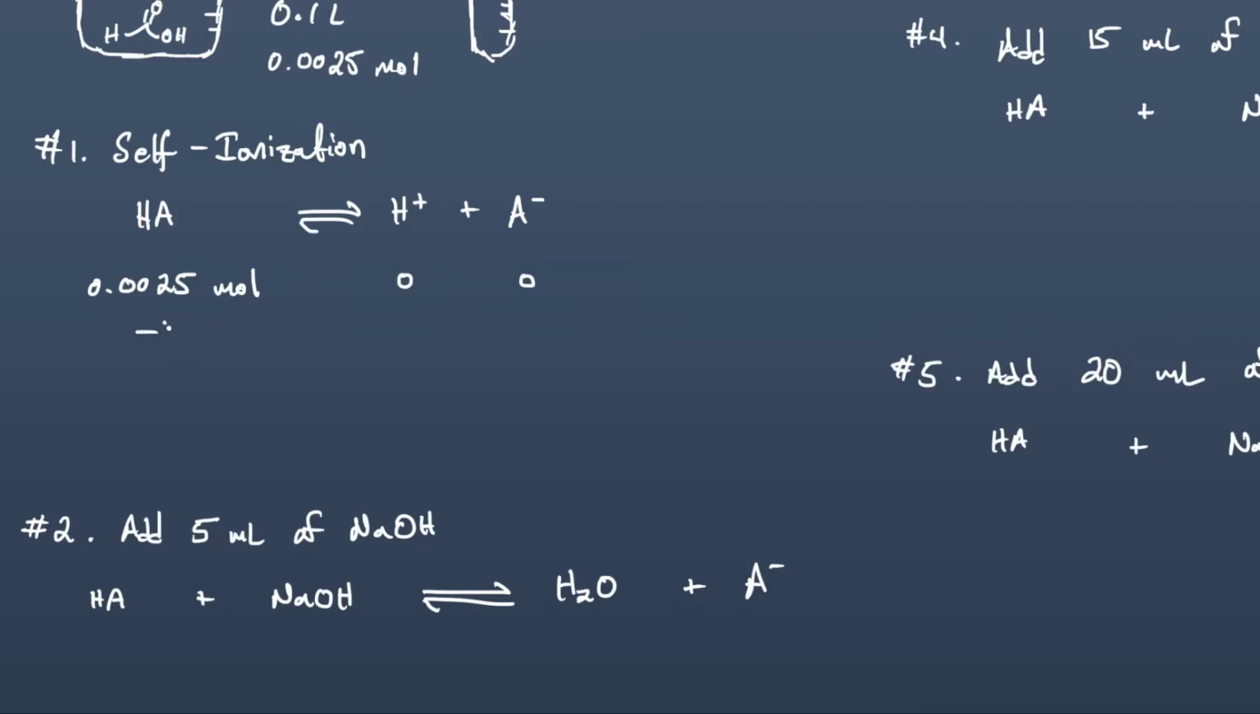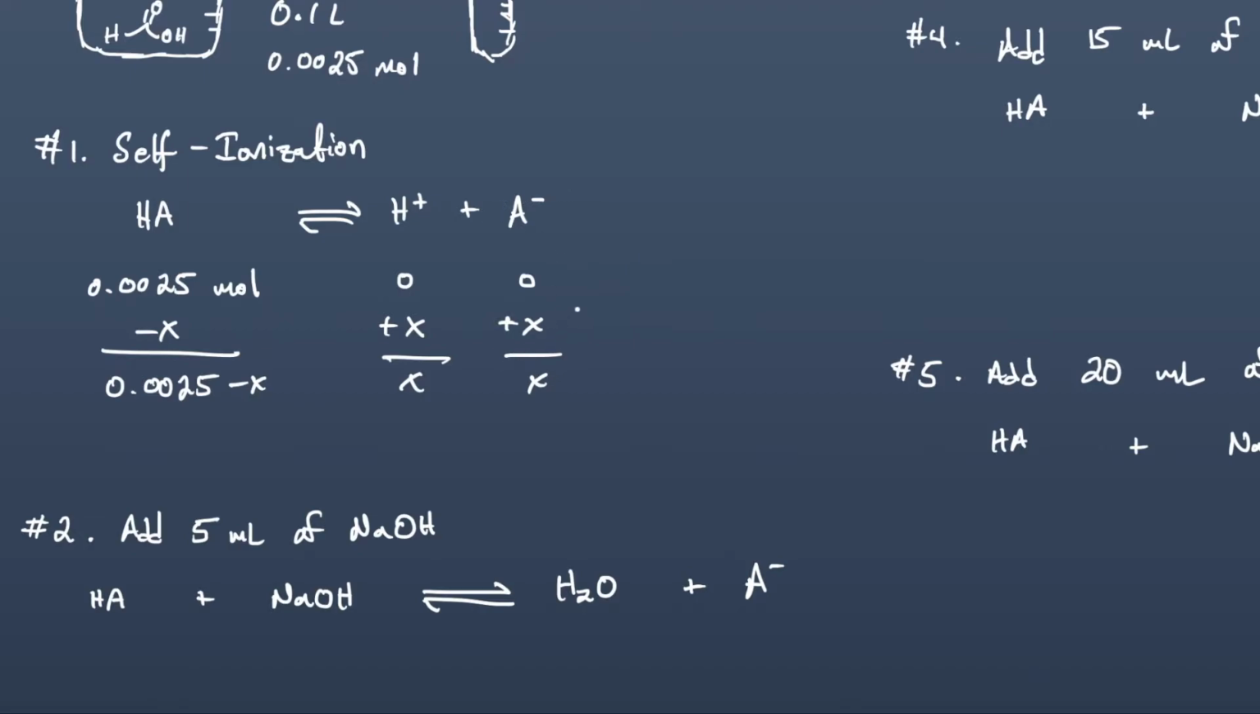So if we subtract X from here, we don't know how much is going to be self-ionized. We do the same here, but whatever we lose here, we gain here, basically. And we get 0.0025 minus X. And here we have X, and here we have X. Okay, so now I can do my calculation.